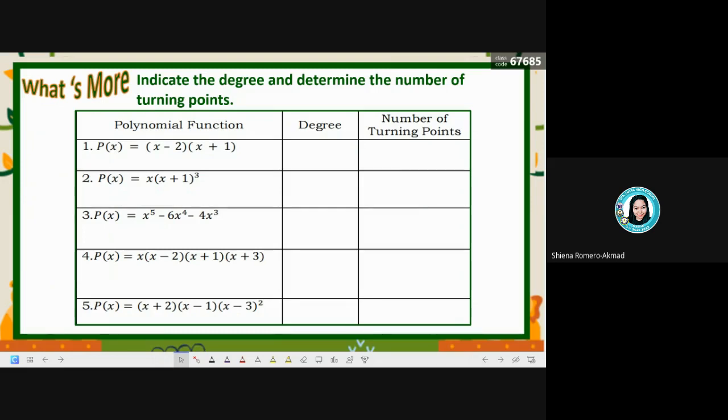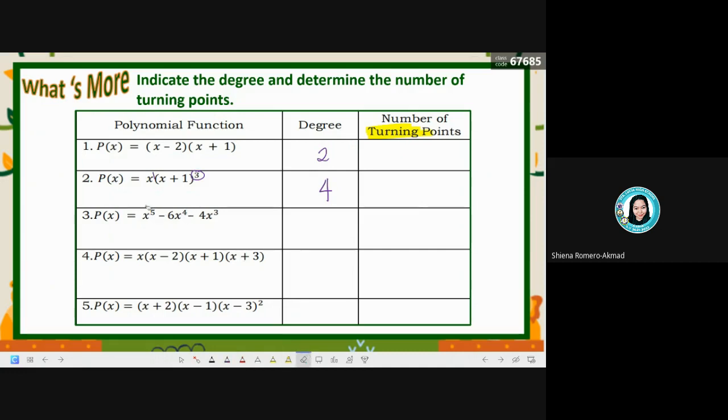Ito. How about the turning points? So ito ang hinihingi naman niya ay yung turning points. So, alamin natin yung number of turning points. Madali lang yon. Identify mo muna the degree. So the degree here is 2. Degree here is 3 plus 1, 4.